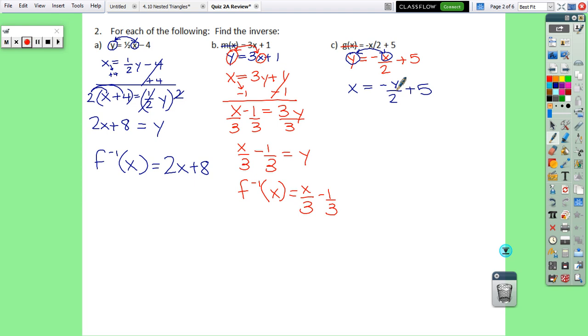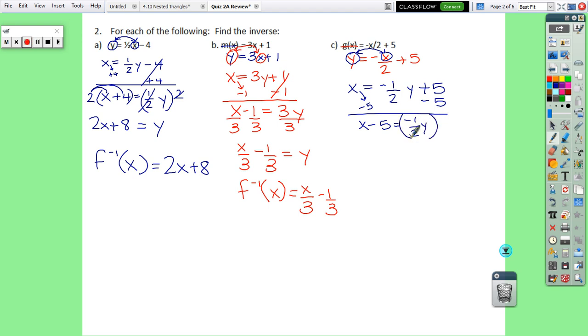We can rewrite this one so that it's a little bit easier to see. This would be negative 1y over 2. So it's the same thing as negative 1/2 y plus 5. So again, we're going to get rid of the 5 and get rid of this 5. So x minus 5 is equal to negative 1/2 y.